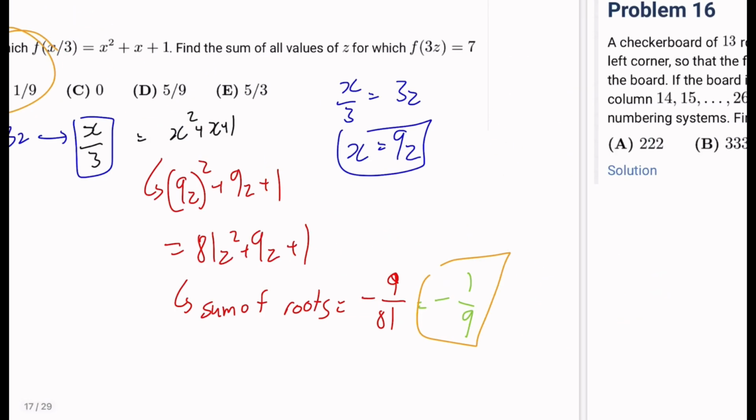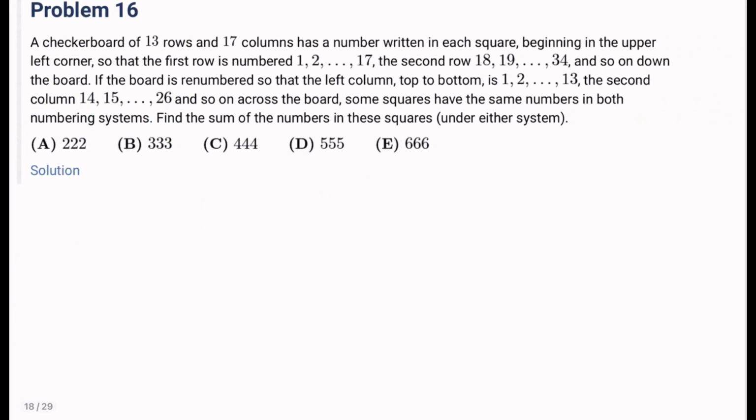It's B. Number 16, a checkerboard of 13 rows and 17 columns has a number written in each square beginning in the upper left corner, so that the first row is numbered 1, 2, all the way to 17, the second row 18, 19 to 34, and so on down the board. If the board is renumbered so that the left column top to bottom is 1, 2, up to 13, then the second column 14, 15, up to 26, and so on across the board. Some squares have the same numbers in both numbering systems. Find the sum of the numbers in these squares under either system.